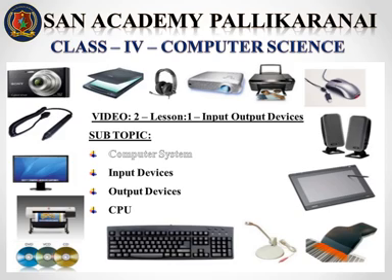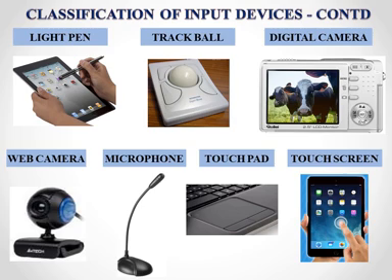So, we learned what a computer system is, what the IPO cycle is, and about input devices. There are a few input devices which we will see now, the remaining part of the input. In the earlier video, we learned about the functions of the input devices keyboard, mouse and scanner. Now we are going to see about a light pen.